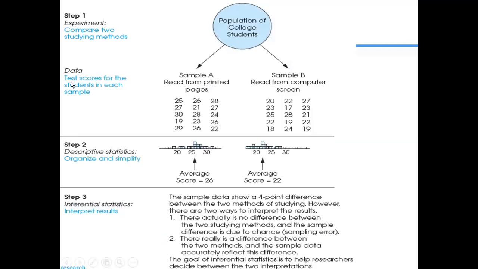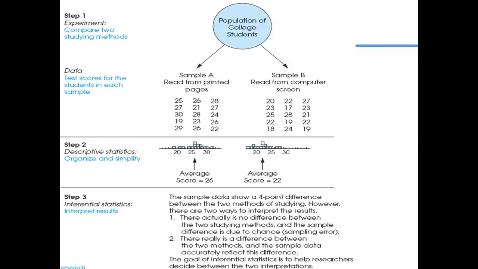Okay, and what we are obtaining are the test scores for students in each sample. So here are the test scores for all of the students who are reading physical printed pages, and here are the test scores for all of the students reading the digital textbook. Now, I don't know about you, but when I look at these batches of data just like this, it's really hard for me to reach any conclusion. Okay, I see a lot of similarities. The point of statistics is that it's going to allow us to determine whether there is a statistically meaningful difference between students who read from printed pages and students who read on the computer screen on their test scores.